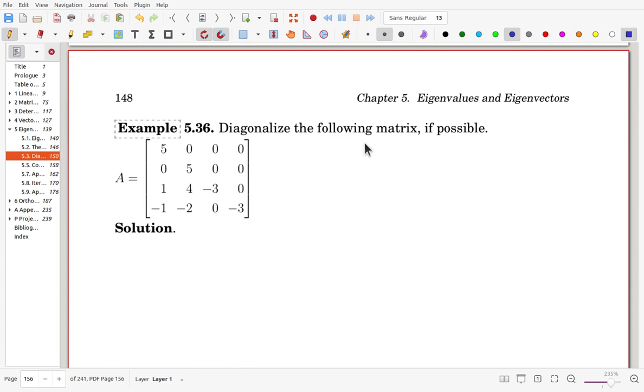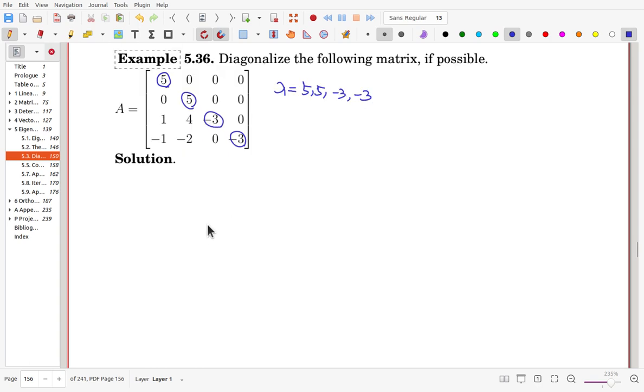Diagonalize the following matrix if possible. Okay, because this is a lower triangular matrix, we can easily see that the diagonal entries are eigenvalues. So the eigenvalues are 5, 5, and -3, -3. So we have to find the corresponding eigenvectors. Let's begin with lambda equals 5.